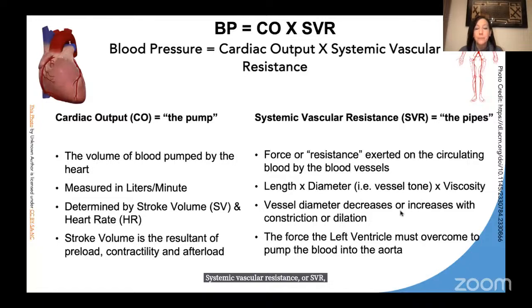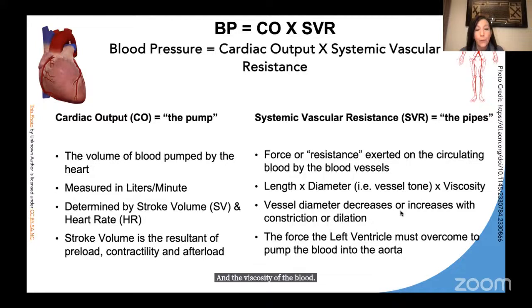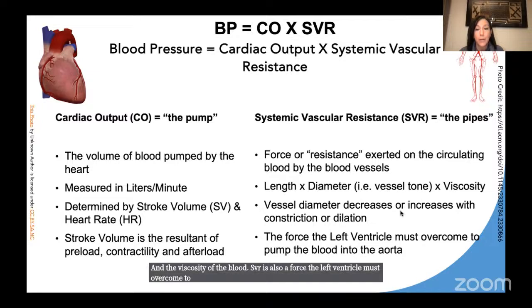Systemic vascular resistance, or SVR, is the force or the resistance that acts on the blood within the blood vessels. This resistance is determined by the length of the vessels, the diameter of the vessels, which is the most important component, and the viscosity of the blood. SVR is also a force the left ventricle must overcome to pump blood out of the heart and into the aorta, into the rest of the arteries in the body.